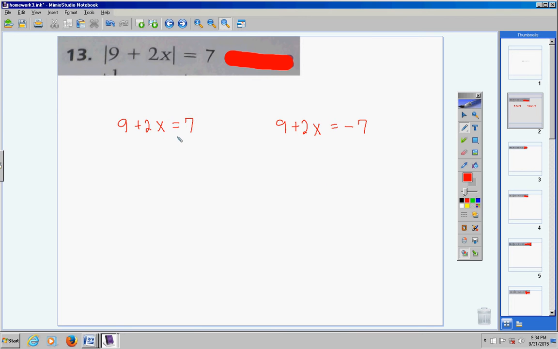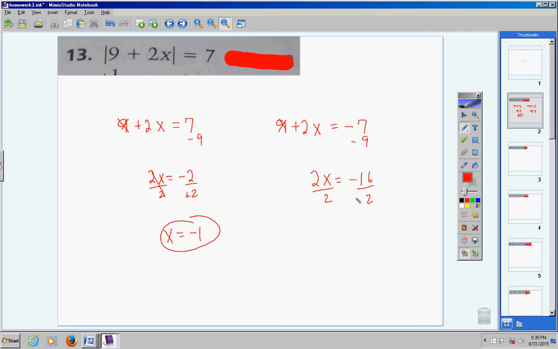Alright? And here we go. Let's solve this equation. Bring the positive 9 over, make it a -9. 2x equals -2. Now divide both sides by 2. A negative divided by a positive is negative. 2 over 2 is 1. So there's one answer. Now let's come over here. Let's bring the positive 9 over, make it a -9. We're left with -7, -9, you owe me 7, you owe me 9, -16, divide by 2.